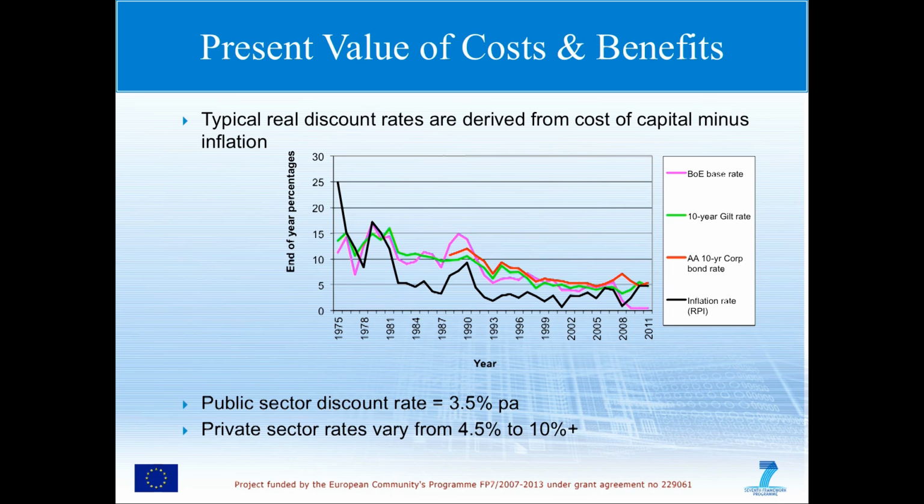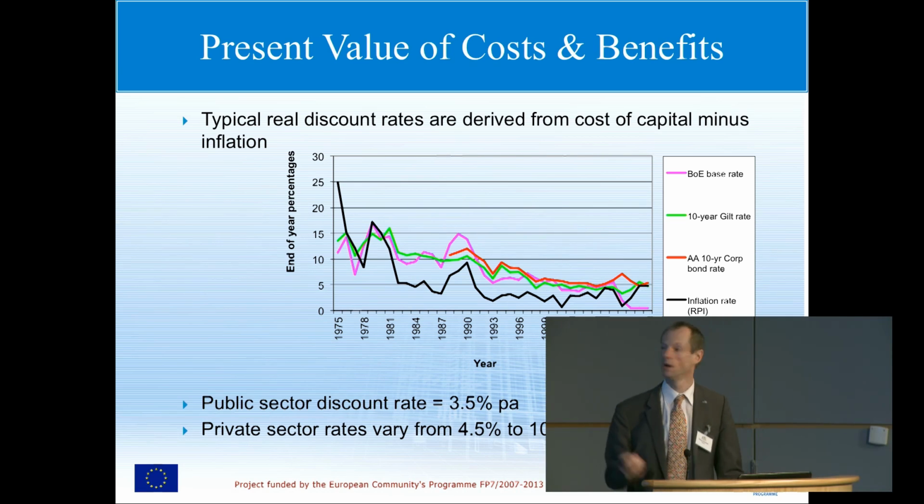This is actual end-of-year information. The black line is the retail price index in the UK at the end of every year from 1975 up to 2011.